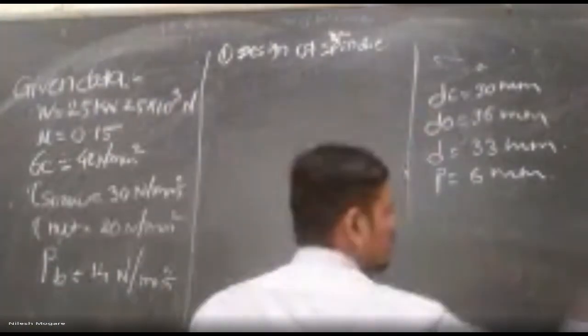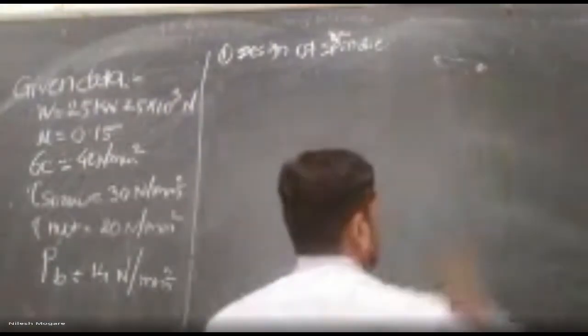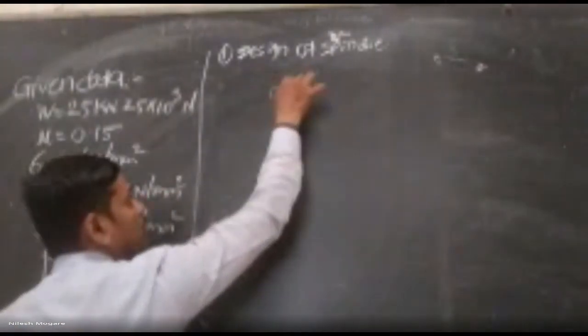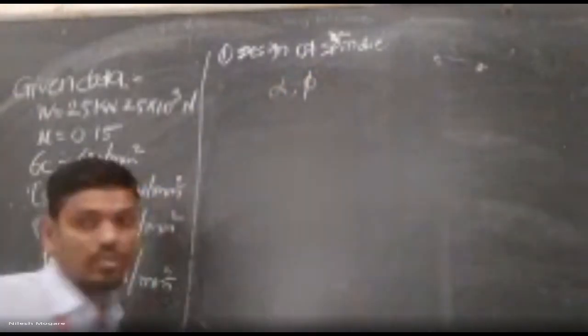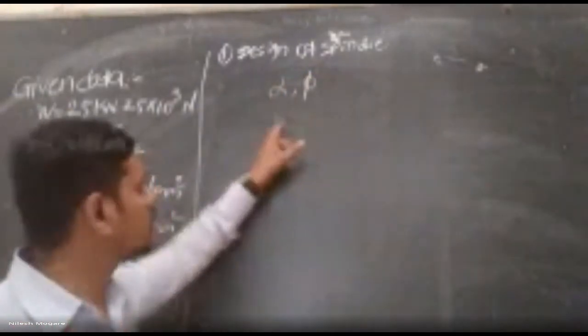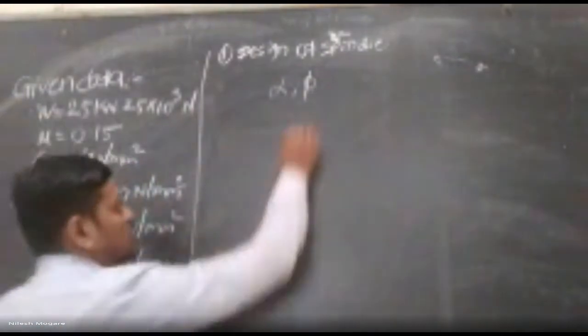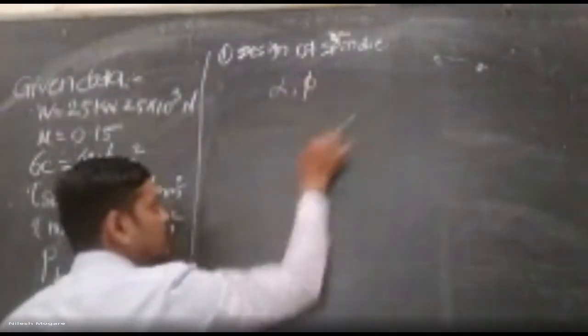Now we have to calculate the angles, that means the helix angle and the friction angle. So alpha and phi are the values we have to find. Alpha is the helix angle, and phi is the friction angle. So let's see.